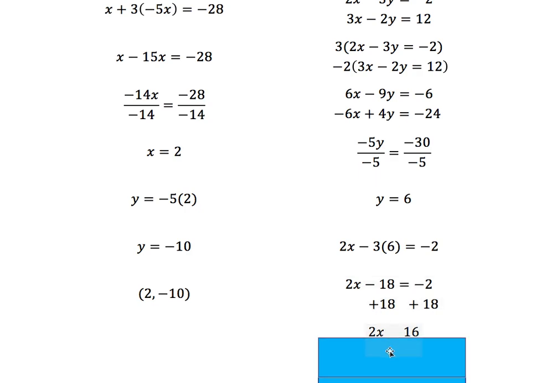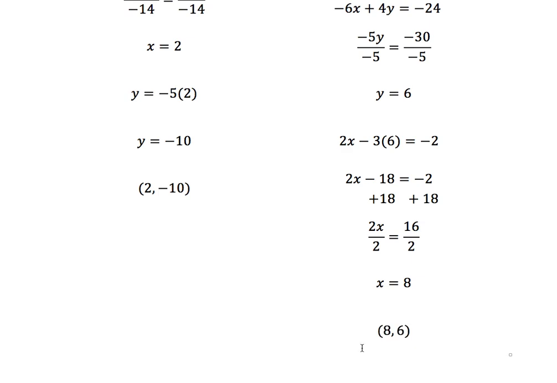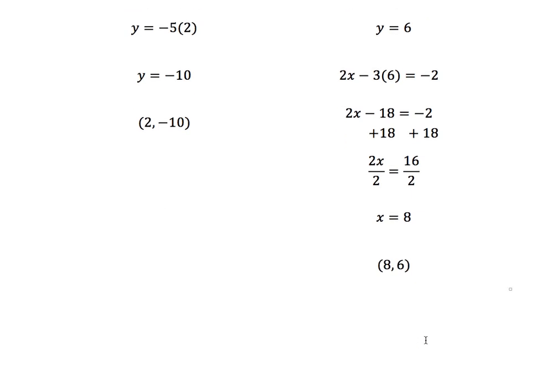I'm going to add 18 to both sides of the equation. And so then I get 2x is equal to 16. I want to get rid of this 2 here, so I'm dividing both sides by 2. And I get x is equal to 8. So then my x value is 8, my y value is 6, so my solution is (8, 6).